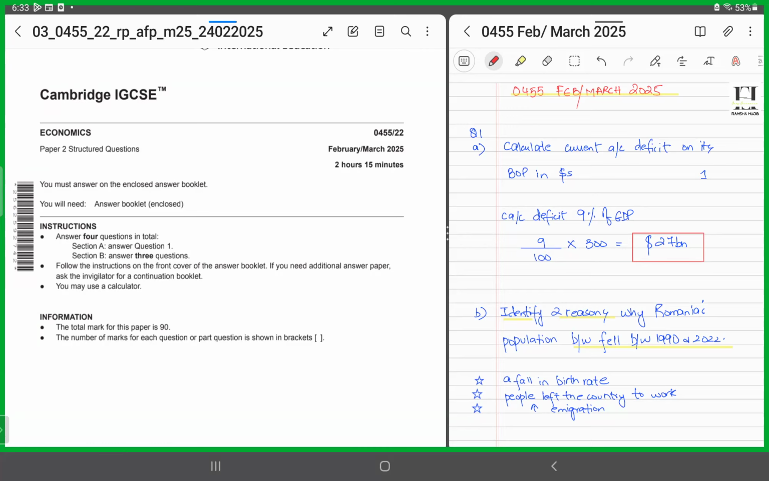Today I brought for you all the February March 2025 0455 IGCSE variant 22. Today we'll be dealing with section A of our paper 2. So let's dive quickly into the case study.